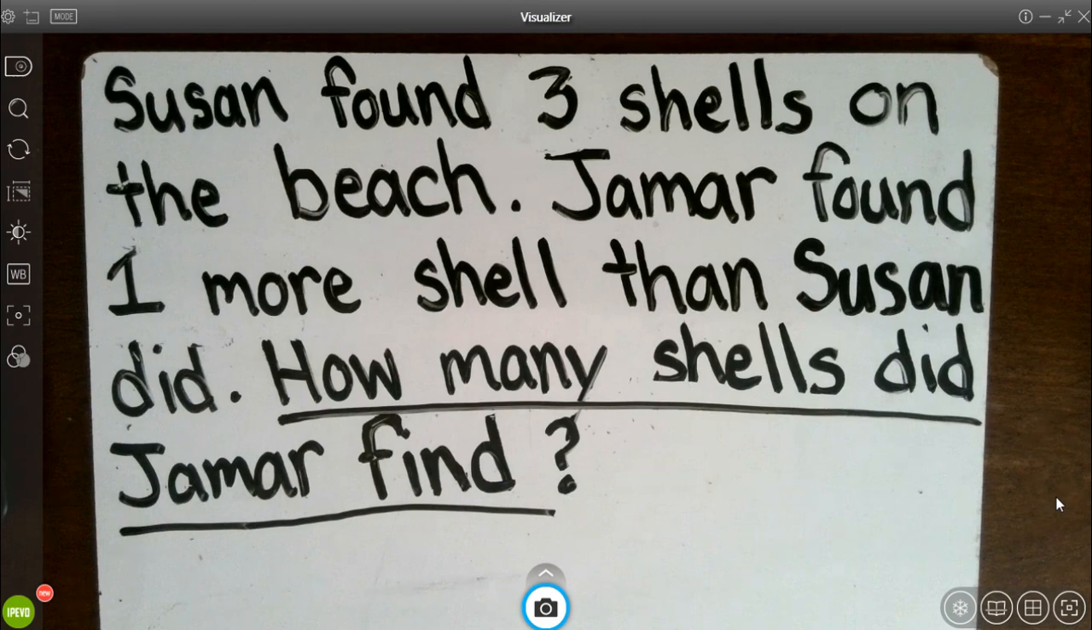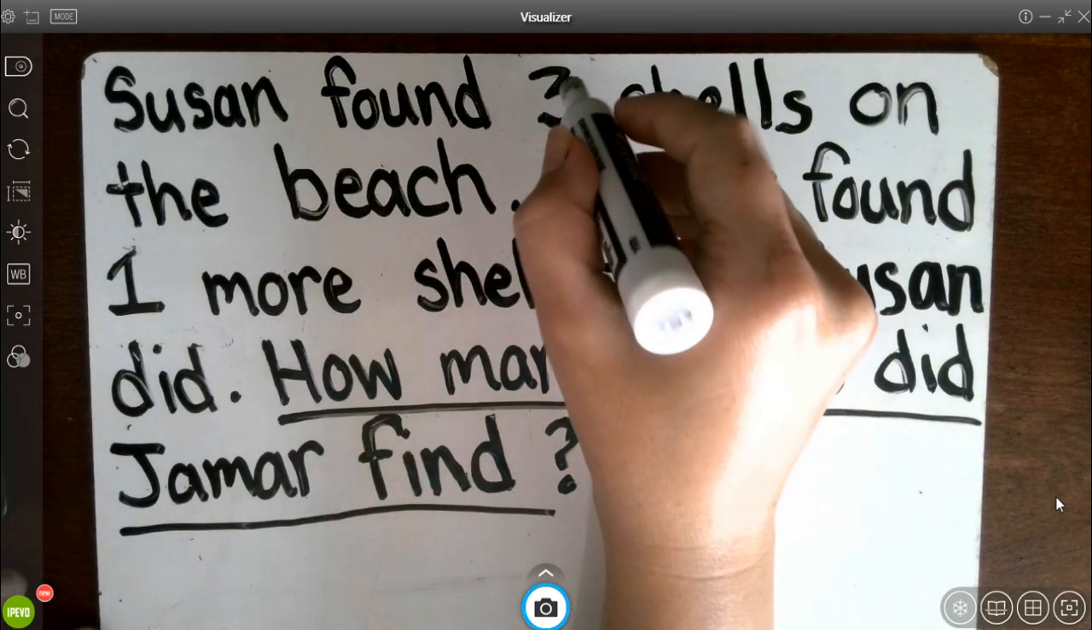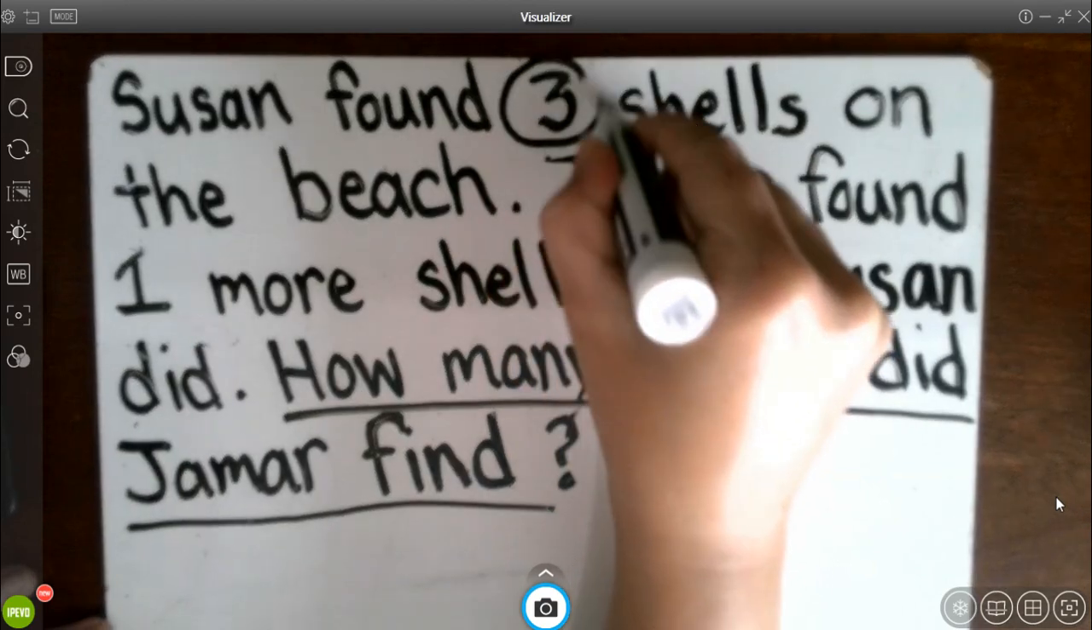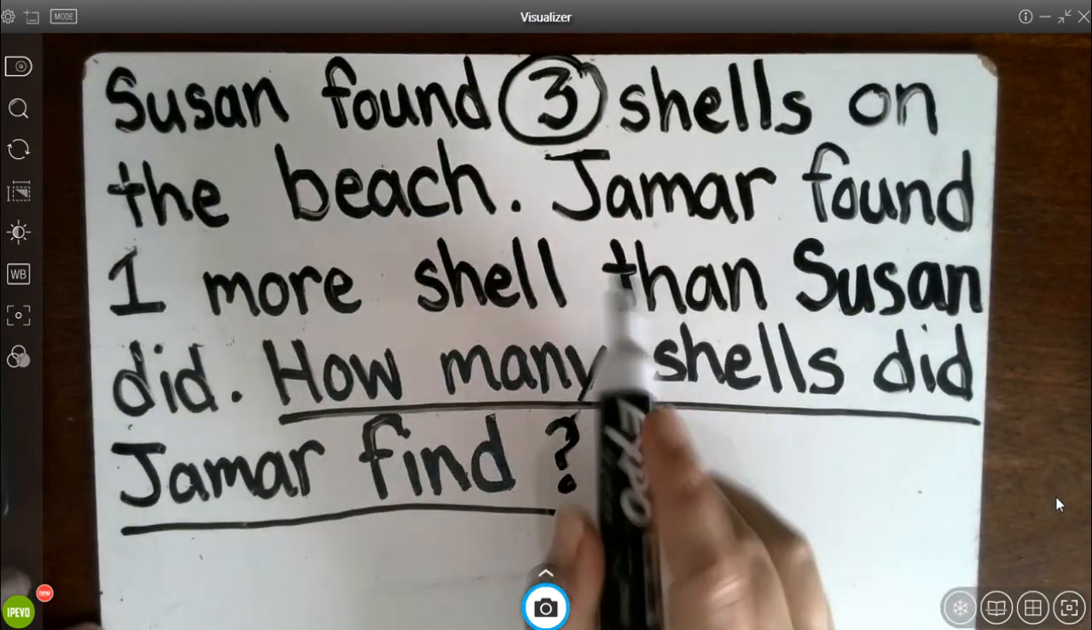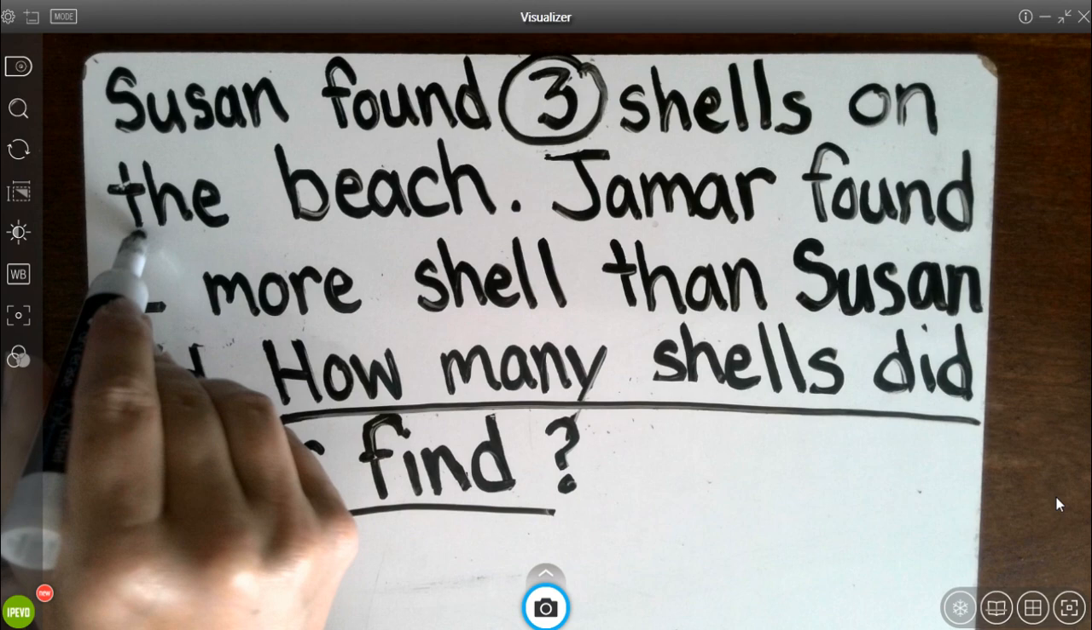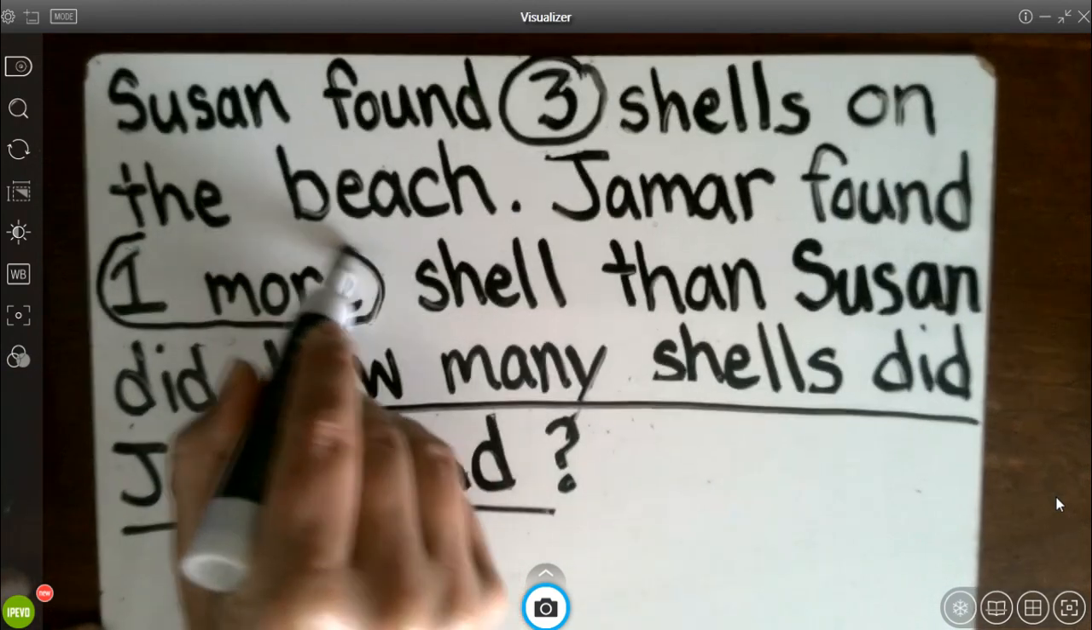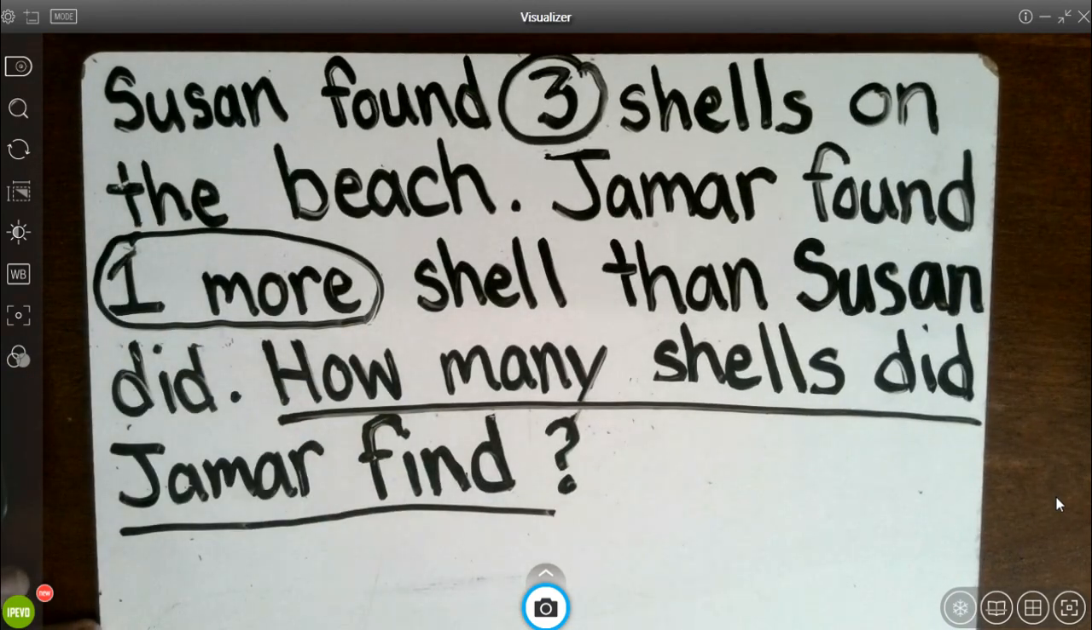Now let's circle some important information. We know that Susan found 3 shells and Jamar found 1 more shell than Susan did.